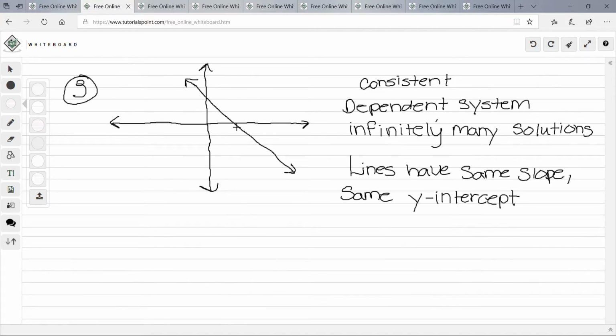Graph 3, notice there's only one graph, so it's like a graph that's overlapping the other graph. That means it's a consistent, dependent system. Notice how I said that they overlap. That means there are many solutions. The lines have the same slope and the same y-intercept, so they're practically the same equation, right? So it's consistent, dependent, and has many solutions.